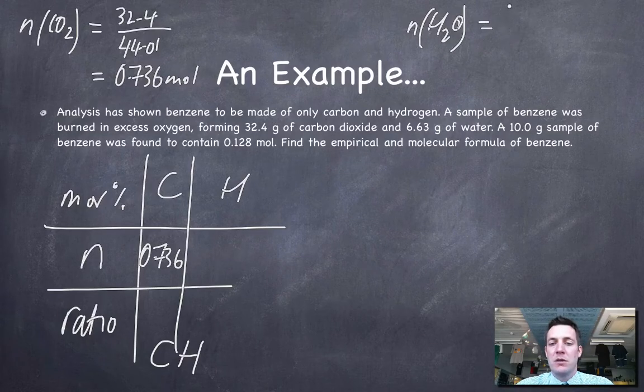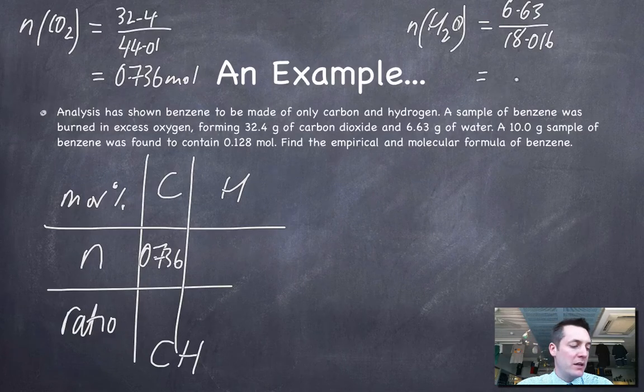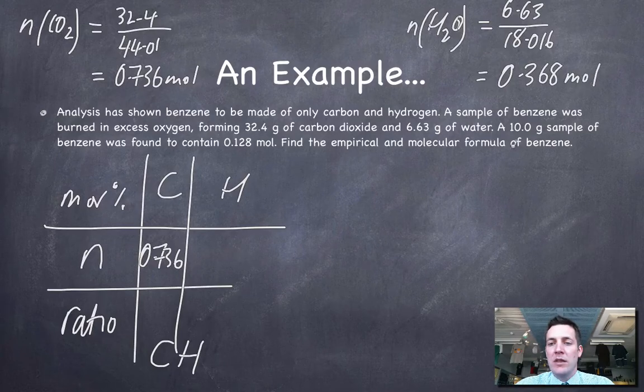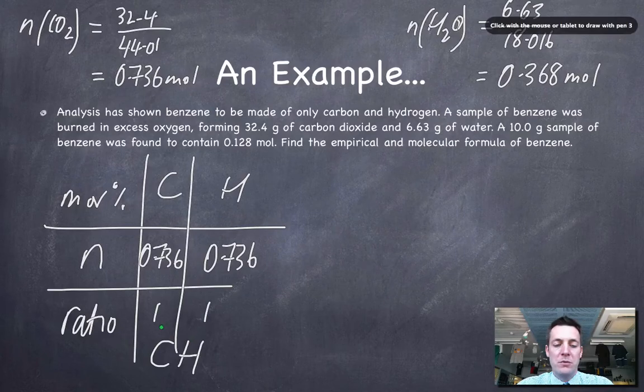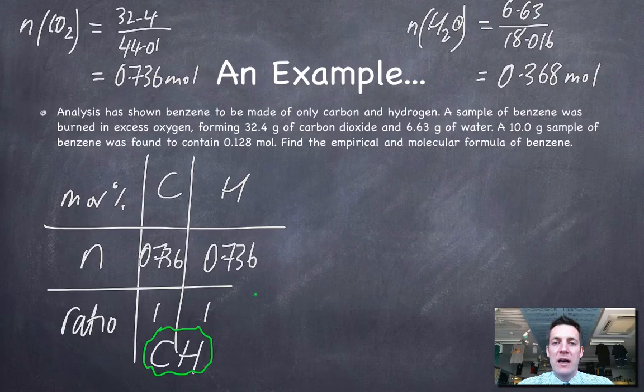So this again is mass over molar mass, 6.63 over 18.016. Again, that's something you should be able to calculate quite easily, and that equals 0.368 moles. Now that is not the same as the number of moles of hydrogen, because there are two hydrogen atoms in one water molecule. So the number of moles of hydrogen will be twice that, which is 0.736 moles again. We should easily be able to see that that is a 1-to-1 ratio, and therefore the empirical formula is going to be CH.